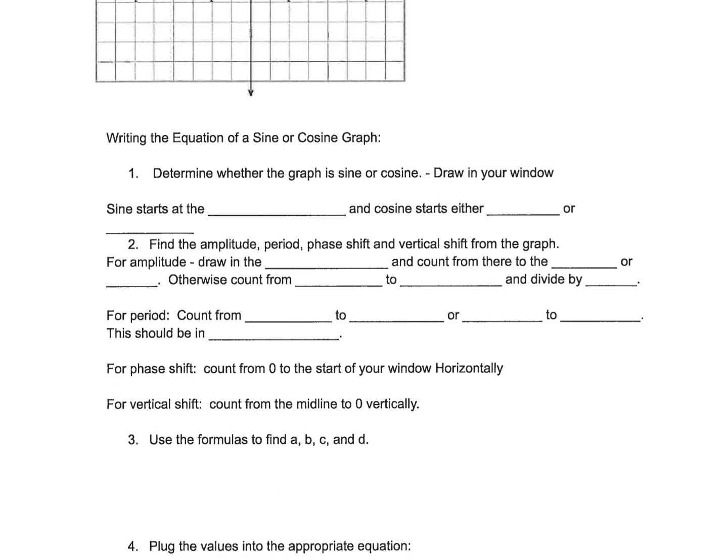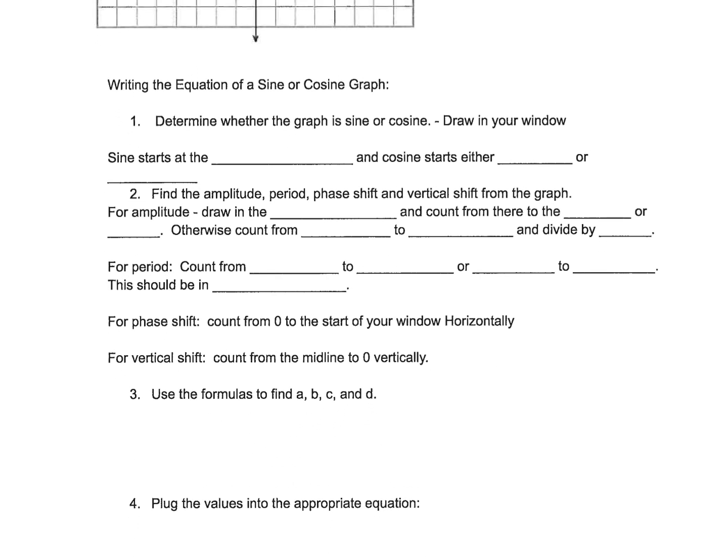So let's move on to how do we write an equation? How do we go backwards? What if we've got the graph and now we need to write the equation? You're going to determine whether it's sine or cosine. In other words, where it's starting closest to 0: is it starting high, is it starting low, or is it starting at the middle? Sine starts where? Midline, right? And cosine starts either high, or low if it's negative, right?